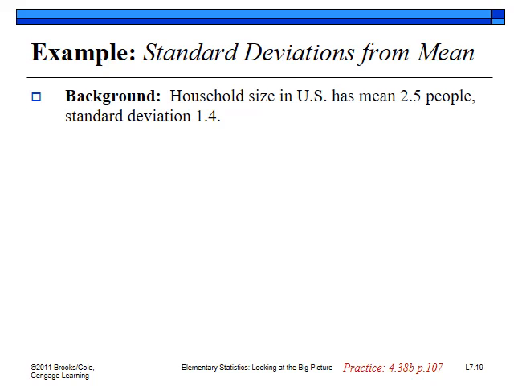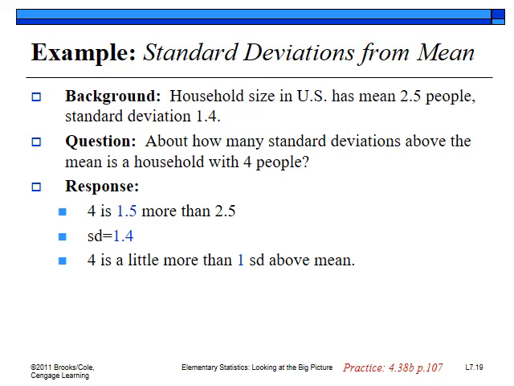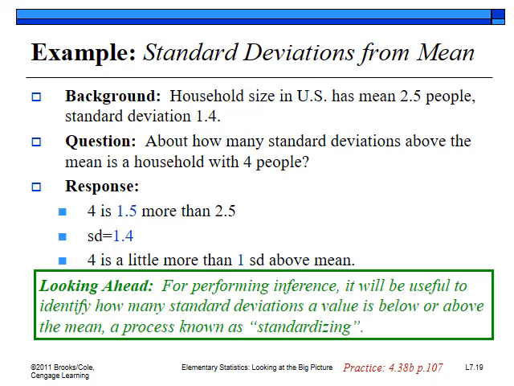So if the mean is 2.5 and the standard deviation is 1.4, about how many standard deviations above the mean is a household with 4 people? 4 is 1.5 more than 2.5, and 1.5 is a little bit bigger than 1.4. So 4 is a little bit more than 1 standard deviation above the mean. This is a computation that we'll do frequently, especially when we're doing inference.